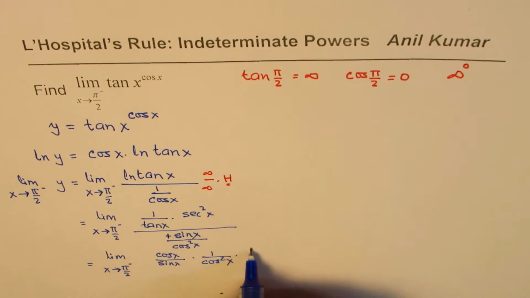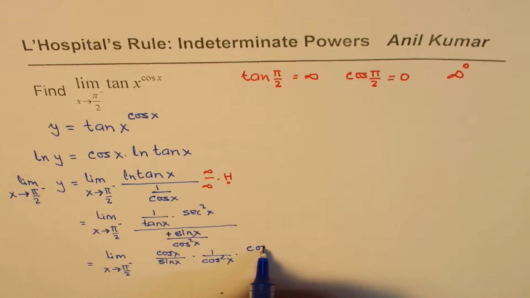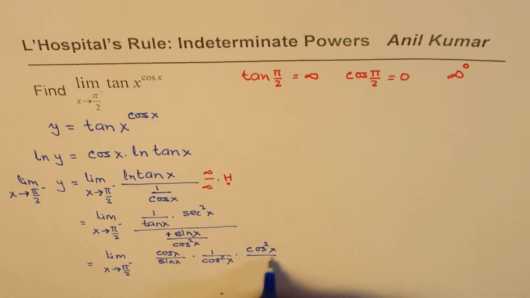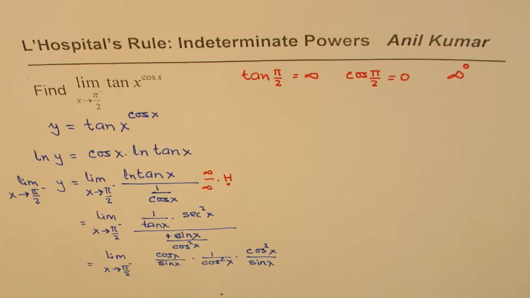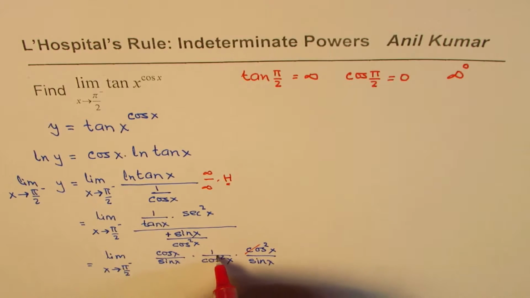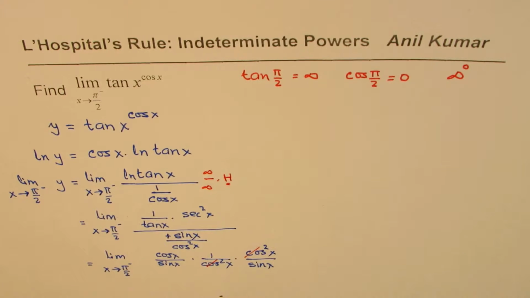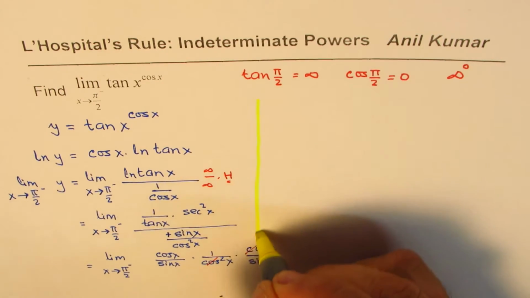In the denominator, we have sin x over cos square x. So in the numerator, we could write this as cos square x over sin x, right? So we get a very simplified expression, trigonometric ratios. Now you can cancel whatever you can. So what do you get? Let's continue on the right side.